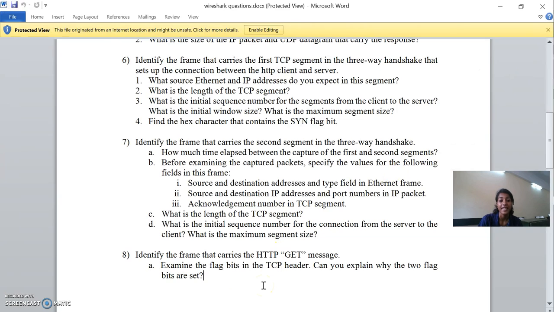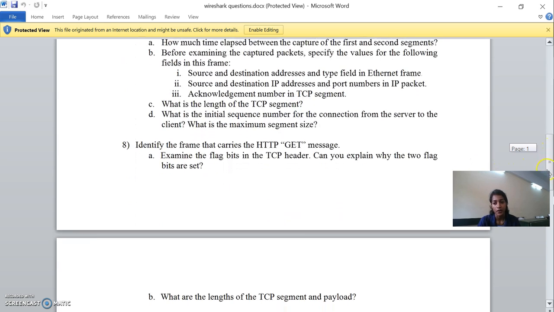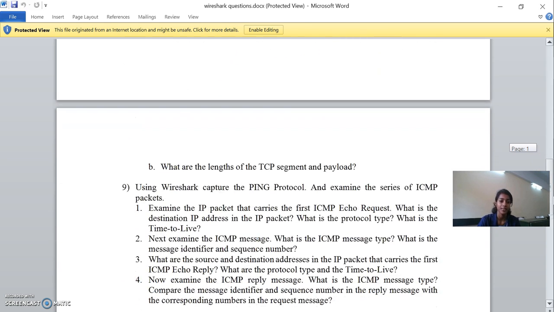Identify the frame that carries the HTTP GET message. Examine the flag bits in the TCP header, and can you explain why the two flag bits are set? So for this question, HTTP, you can go to the browser and type HTTP along with some URL, and then the GET message will be given.